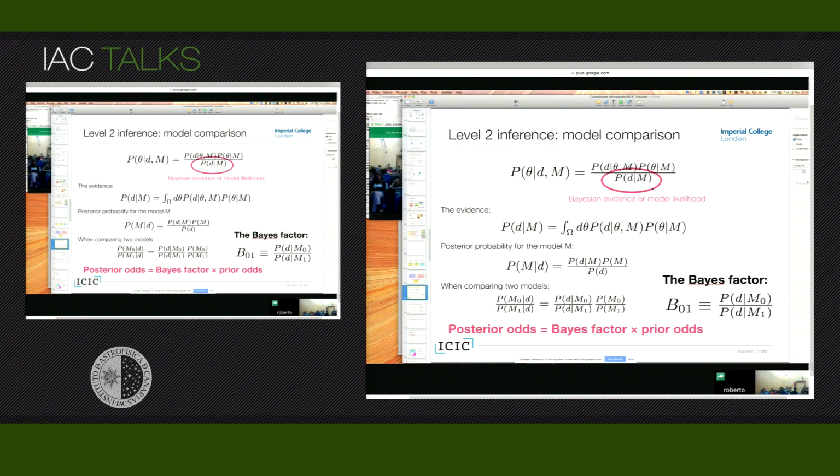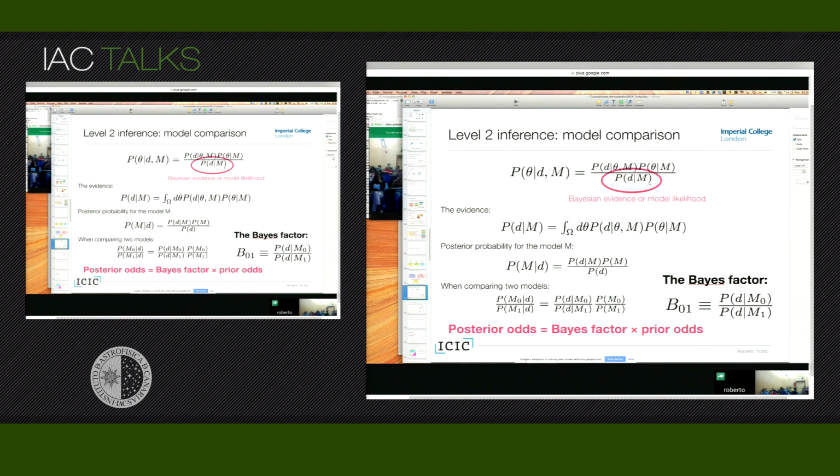And because it's the normalizing constant of Bayes' theorem, the evidence is given by the integral over the parameter space omega, over the parameters of the model, of the likelihood times the prior. Everywhere I've explicitly conditioned on M here to show explicitly that all of these things are conditional on a choice of model. The Bayesian evidence is the probability of the data given the model, fully marginalizing out the parameters. That's why it's called the model likelihood, because it looks like a likelihood for the model itself. It's the probability of the data given the model.